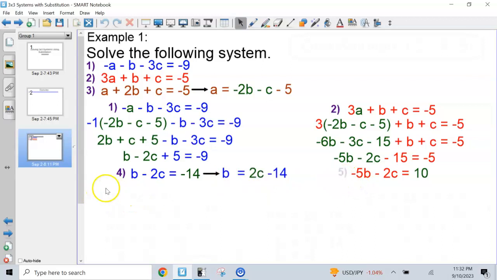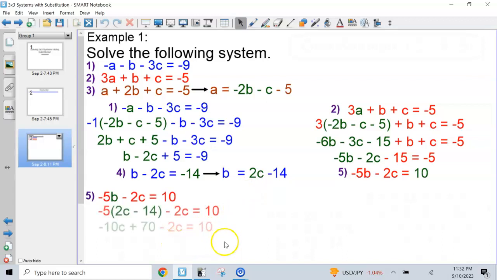So let me rewrite equation 5. B is now in green. I'm going to replace B with 2C minus 14. I'm going to distribute negative 5. Combine like terms. Move the 70 over by subtracting. And here's what I call equation 6. Negative 12C equals negative 60.